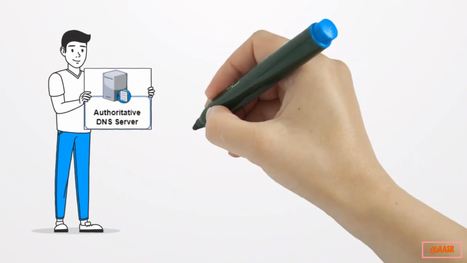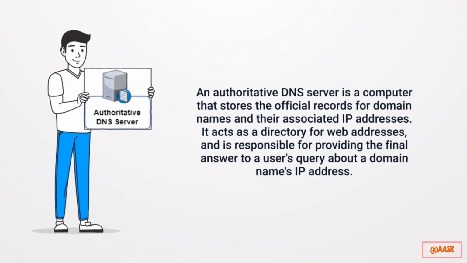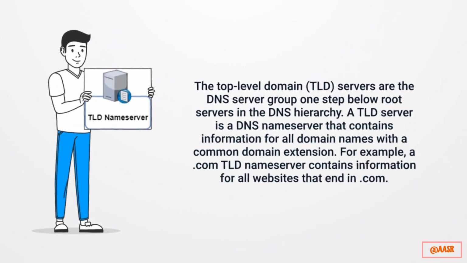An authoritative DNS server is a computer that stores the official records for domain names and their associated IP addresses. It acts as a directory for web addresses and is responsible for providing the final answer to a user's query about a domain name's IP address.